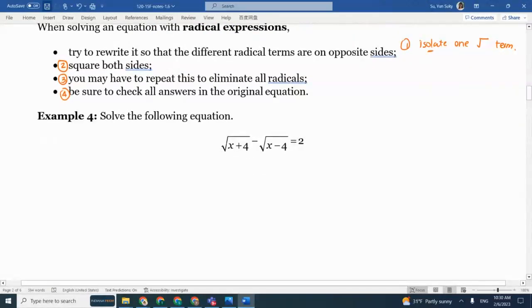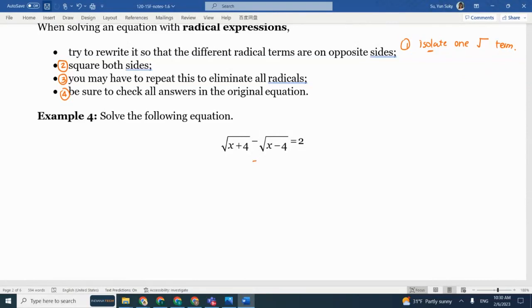So let's see. First step, isolate one square root term. So here we have two square root terms on the left hand side. You want to isolate one of them. So maybe let's move the second term to the other side. Okay, so we only have one square root term on the left side.